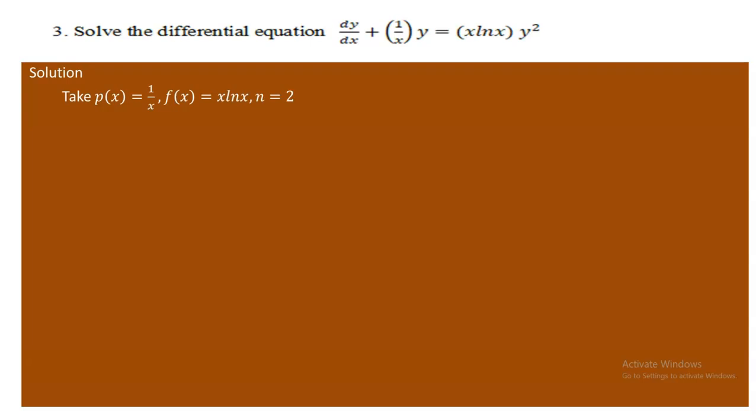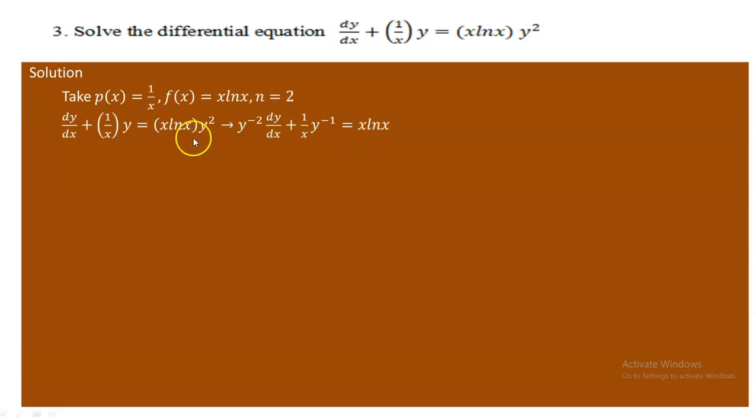So your p of x is 1 over x, and the coefficient of y squared is x ln x, so call that f of x, and the exponent for y is 2, as you see. So your n value is 2. Now your question at hand, dy over dx plus 1 over x y equals x ln x y squared, is going to be like this.